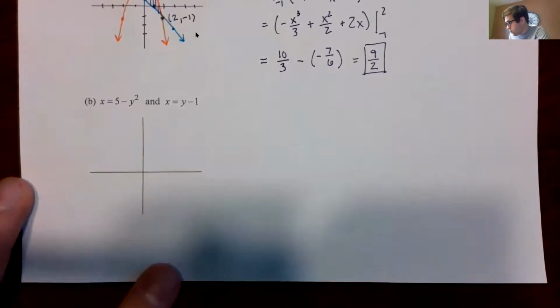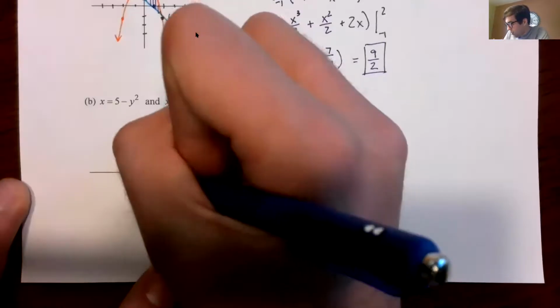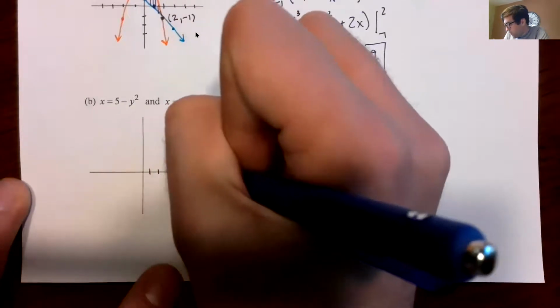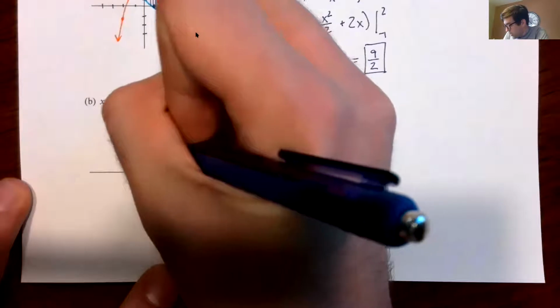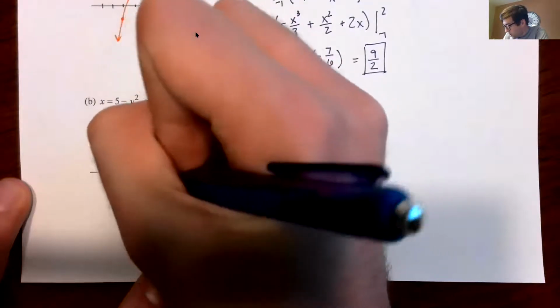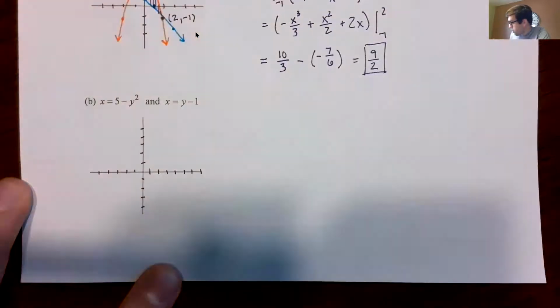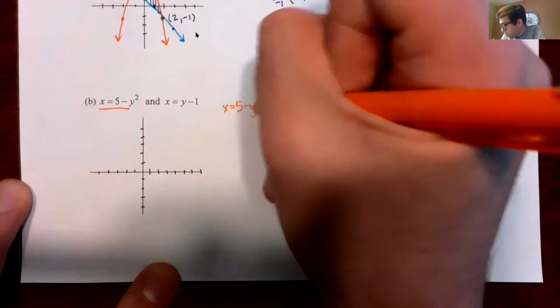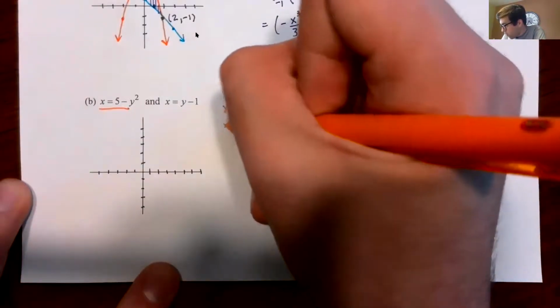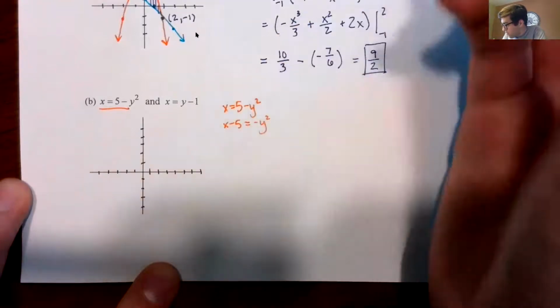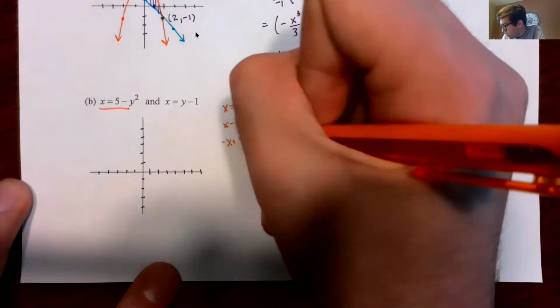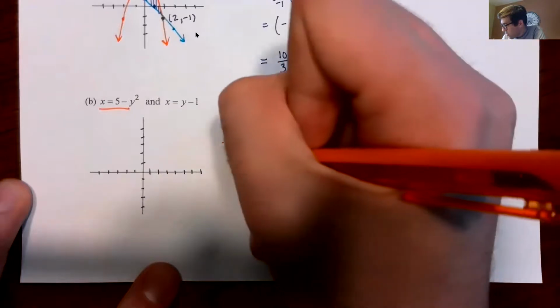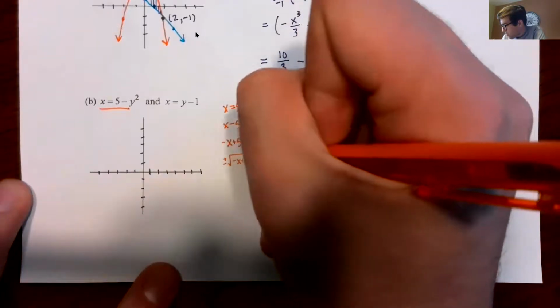So something that we could do if we wanted is to solve them for y equals, so that we know how to graph them normally. I'm going to sketch my tick marks to start. And I'm going to make this first one orange. So we've got x equals 5 minus y squared. If I wanted to solve that for y, I subtracted 5. I'm going to make it negative, so it'll be negative x plus 5 equals y squared. So y equals plus or minus the square root of negative x plus 5.